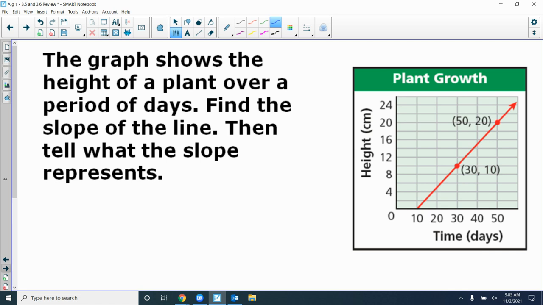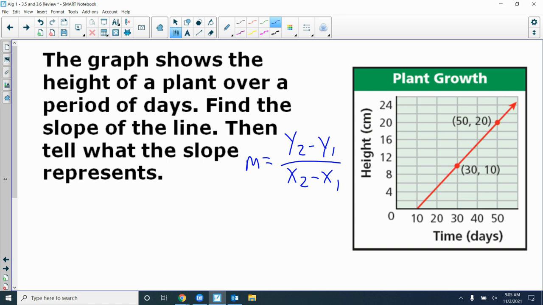Tell what the slope represents. Now, guys, you see how this grid's going up by crazy numbers? I would not try to count this. Okay? I would use that.